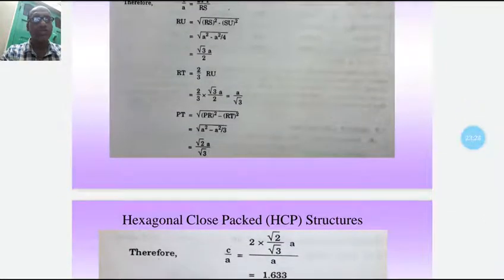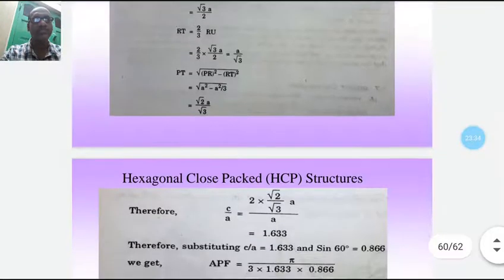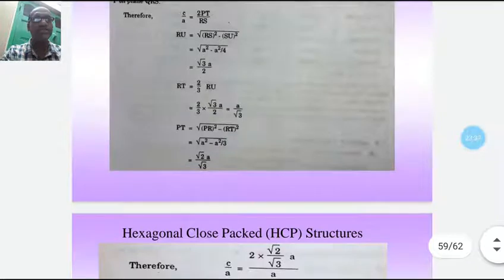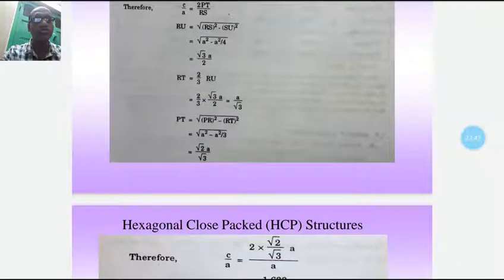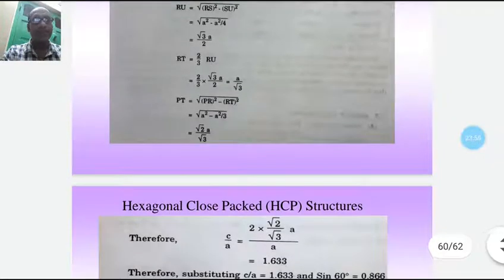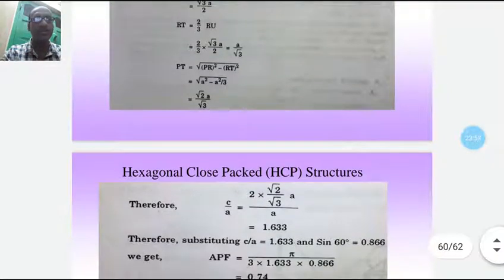So that is root over A square minus A square by 3, as we have calculated the RT value. So ultimately PT value is equal to root over 2 into A by root over 3. Therefore now we can calculate C by A is equal to twice of PT by RS. So we know all the values, that is twice of PT is equal to root over 3 by 2, root over 3, root over of 2 by root over 3 into A by A. So if we calculate, that is 1.633 C by A value.